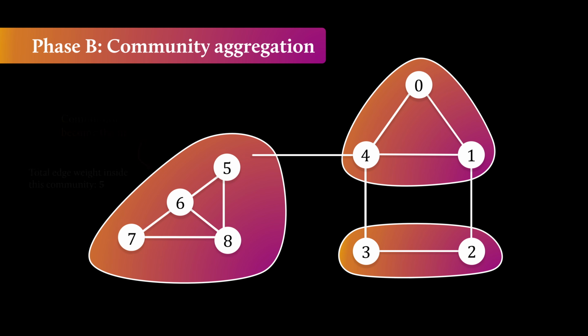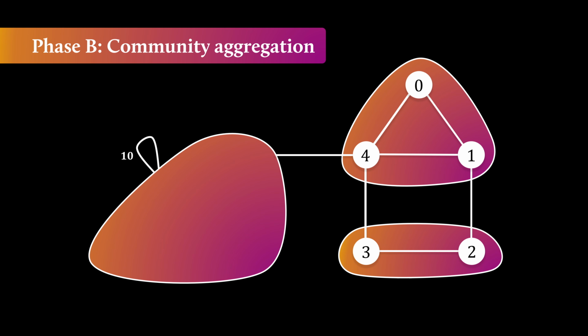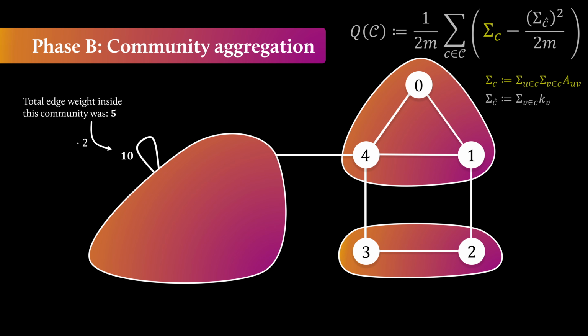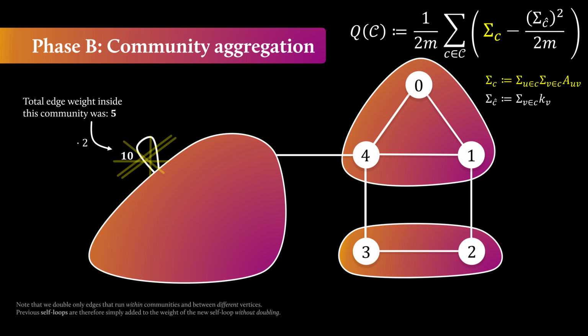Edges within communities are condensed to self-loops with a weight of twice the sum of the edge weights beforehand. Why twice? Look at our modularity formula again, especially the definition of sigma c. Edges inside the community are counted twice, as we have already seen during the sample calculation. In the new graph, these edges are represented by a self-loop, which is only counted once since it's on the diagonal of the adjacency matrix. That's why we multiply by 2 here, so that modularity is the same in the new graph.